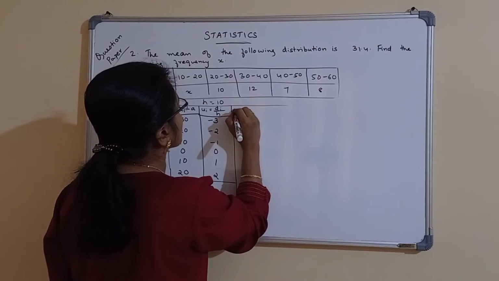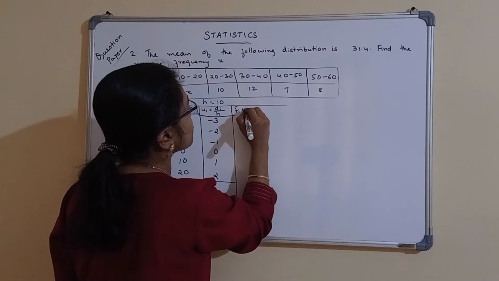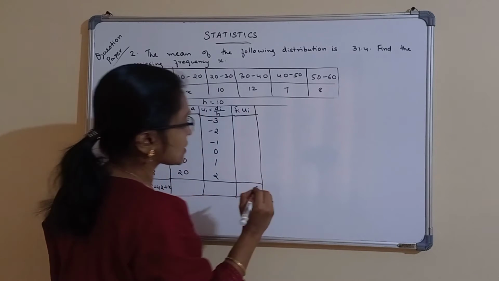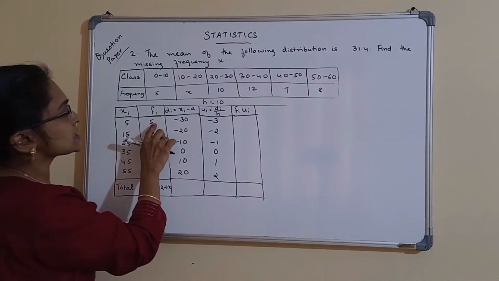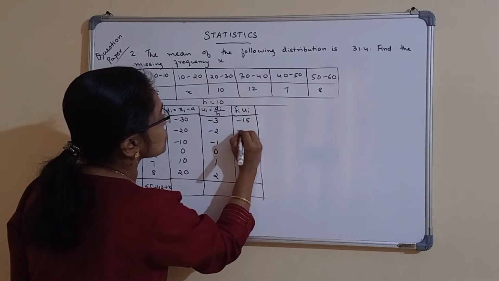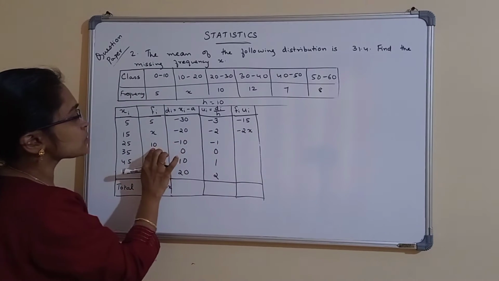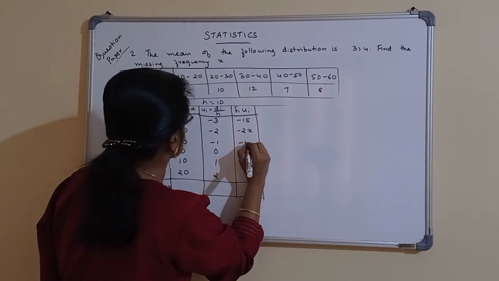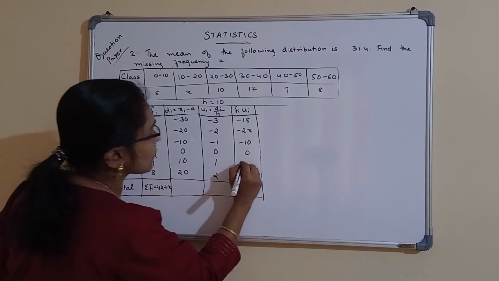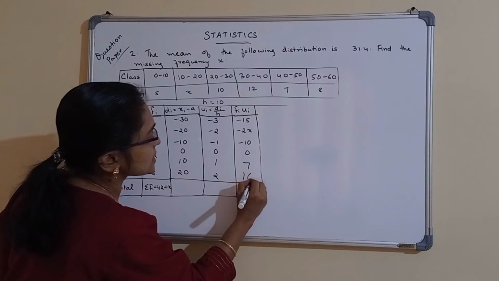Now we have to calculate Fi Ui. So Fi Ui is 5 into minus 3, minus 15. x into minus 2 is minus 2x. Minus 1 into 10 is minus 10. Then 12 into 0, 0. 7 into 1, 7. 8 into 2 is 16.